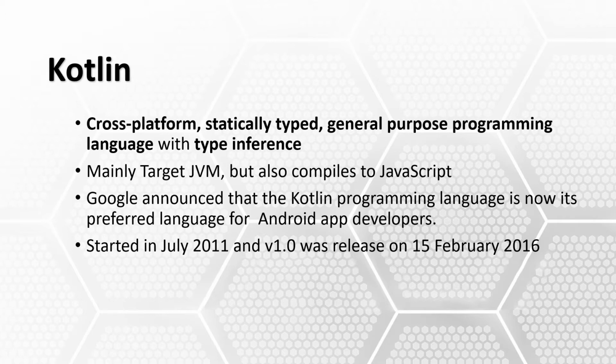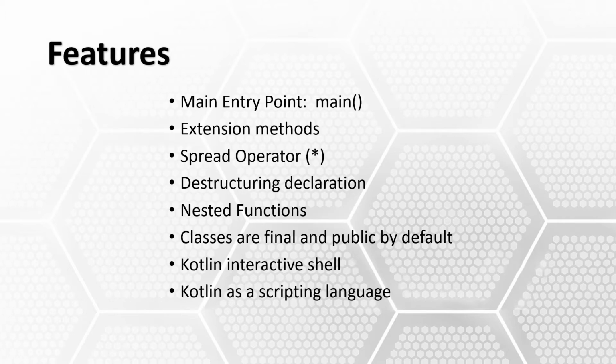Google announced that the Kotlin programming language is now its preferred language for Android app developers. It started in July 2011 and version 1.0 was released on 15 February 2016. Google is backing it up, so it's good. So what features does Kotlin provide?